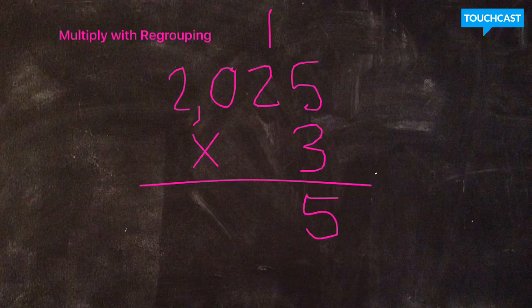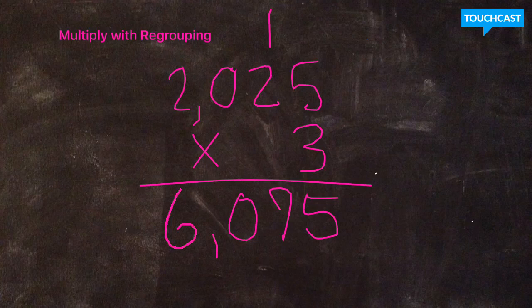Then I'm going to multiply the tens. So 3 times 2 is 6, but I have to add the regrouped 1. So 6 plus 1 equals 7. Then I'm going to do 3 times 0, which is in the hundreds place. 3 times 0 equals 0. And now I have to do 3 times the digit in the thousands place. So 3 times 2 equals 6. So my product of 2025 times 3 equals 6,075.